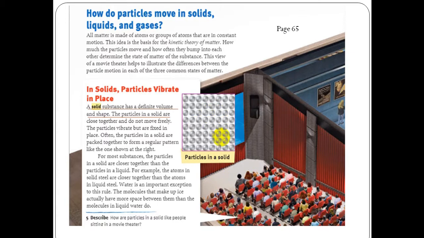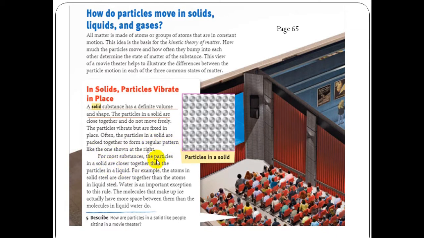They don't move freely. They don't move a lot. They just vibrate in their places. They move a little in their places. So the particles vibrate but are fixed in a place. Okay, they don't move around. The particles in a solid are packed together. As we see here, they are very close to each other. They are packed as if someone arranged them to form a regular pattern like the one we see here.